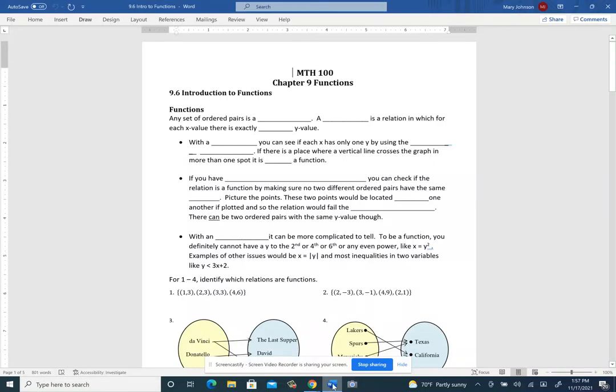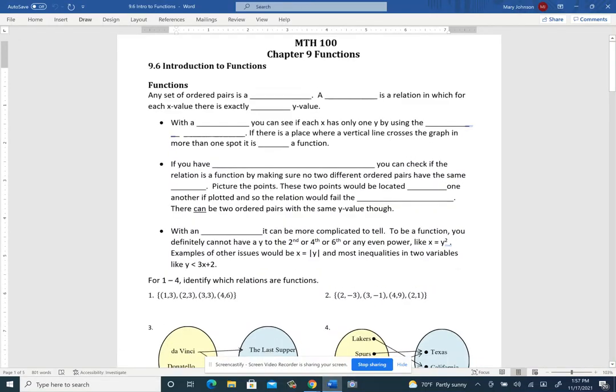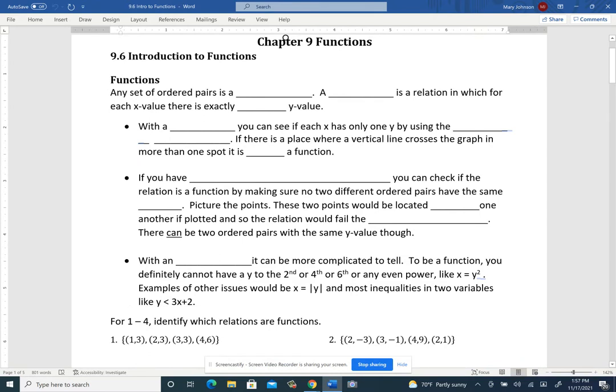Okay, this video covers section 9.6, Intro to Functions. So in this section, we're going to look at what is a function. We're going to think about domain and range, and then we're going to look at function notation. Okay? And then when you get to Math 112, you do a lot with functions.